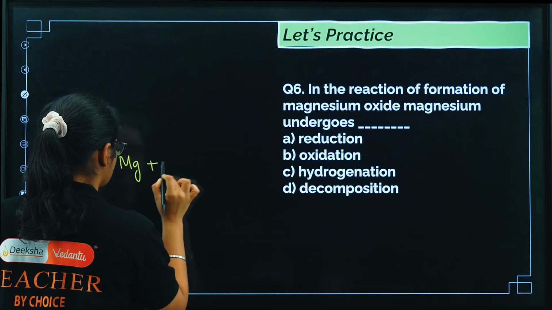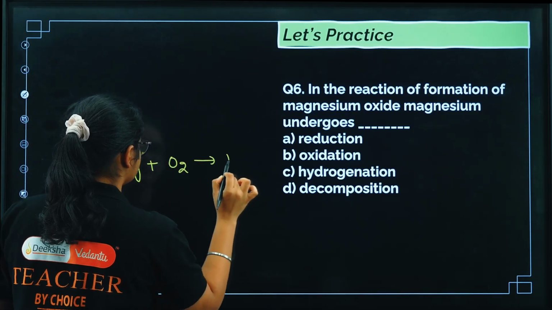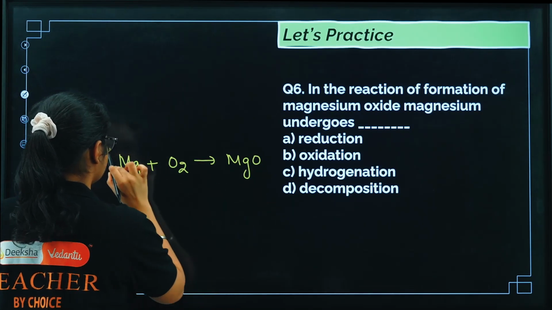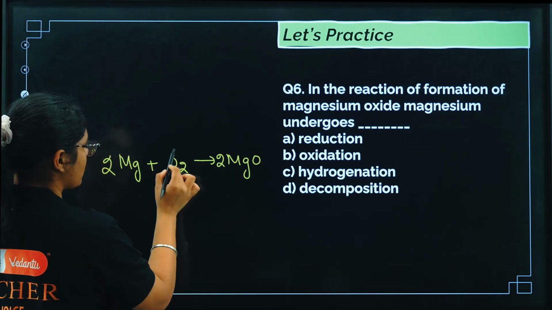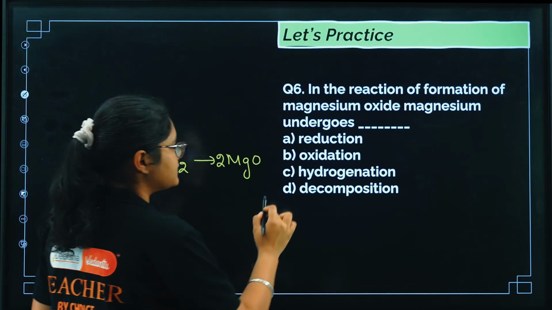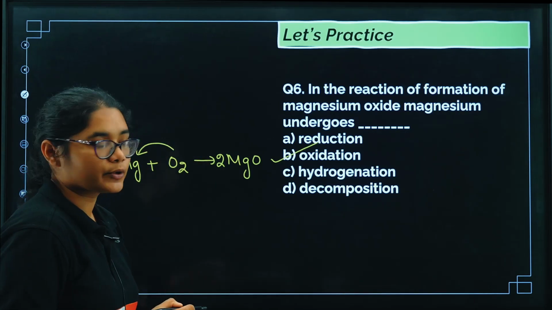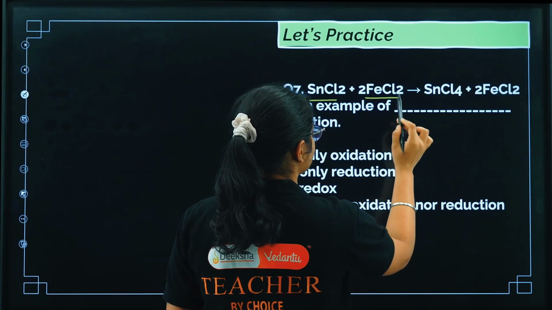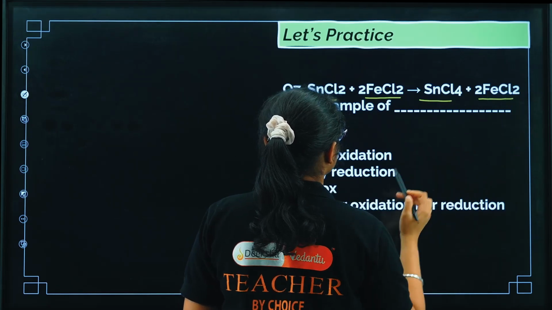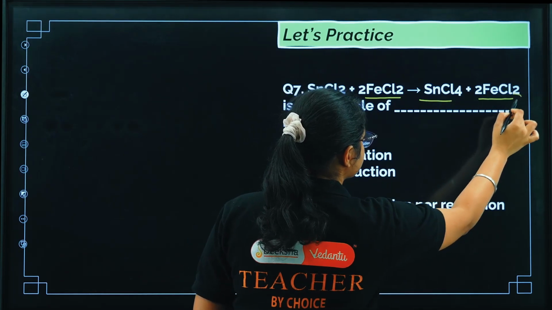Next, question number 6, in the reaction of formation of magnesium oxide, magnesium undergoes what? We have magnesium plus oxygen, that gives you magnesium oxide. Now oxygen is added to magnesium, so it is undergoing oxidation.